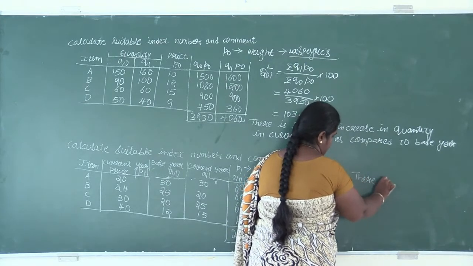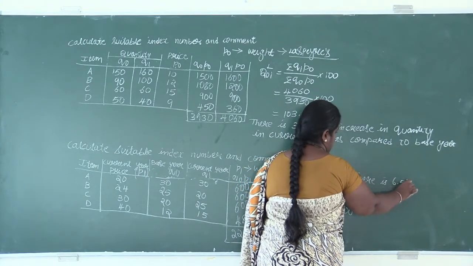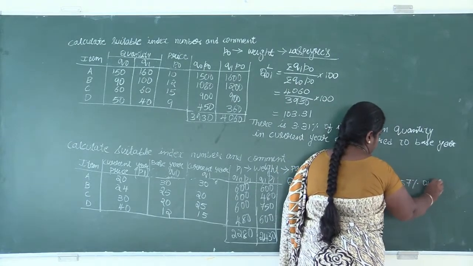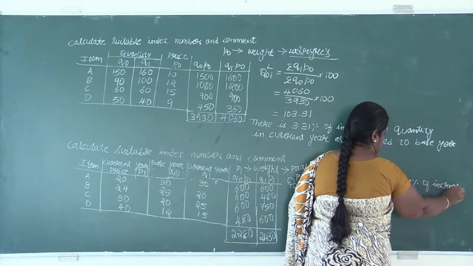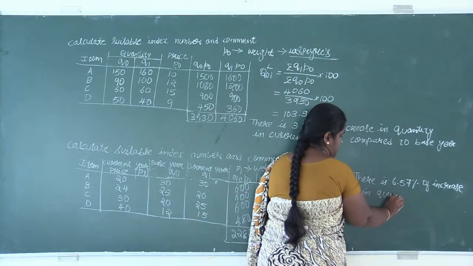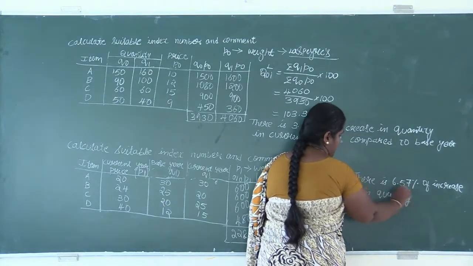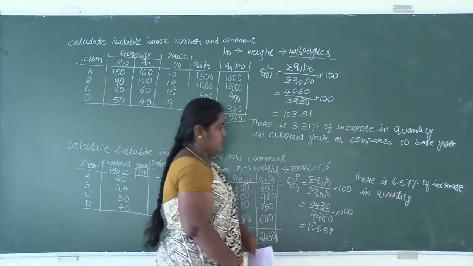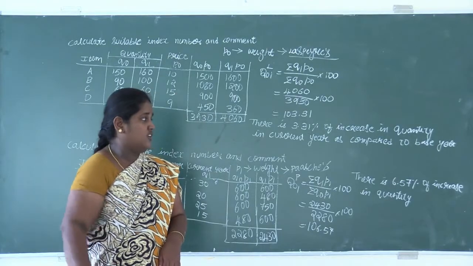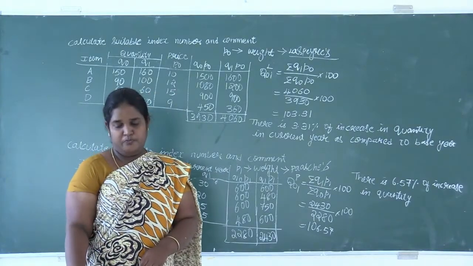There is 6.57% of increase in quantity in current year as compared to base year. So there is 6.57% of increase in quantity.